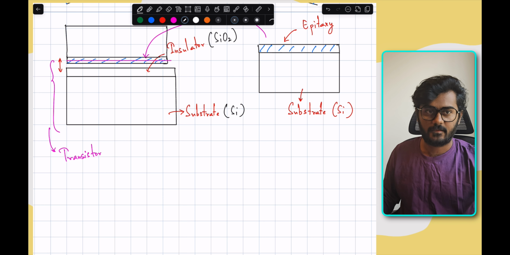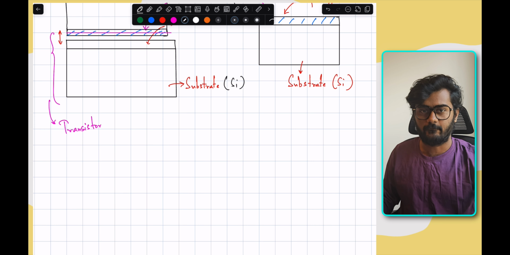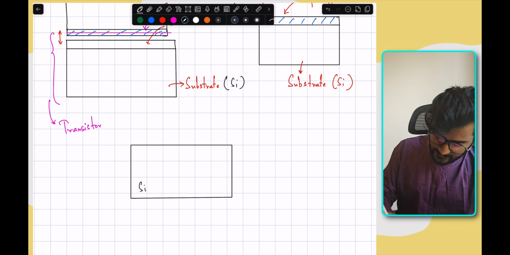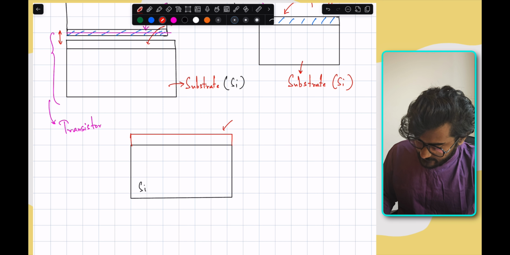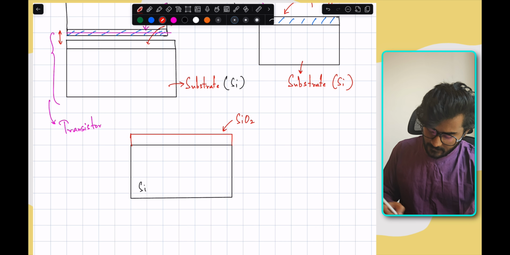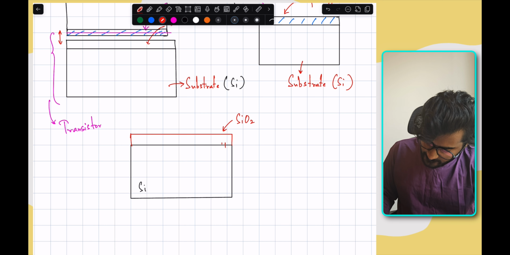The reason why silicon is the most widely used semiconductor, even though we have semiconductors with better properties, is that you can grow a high quality insulator on silicon. What I mean is, you have your silicon substrate and this is your insulator, that is SiO2. When we say the quality of SiO2 is very good, it means that the interface between Si and SiO2 is very good.